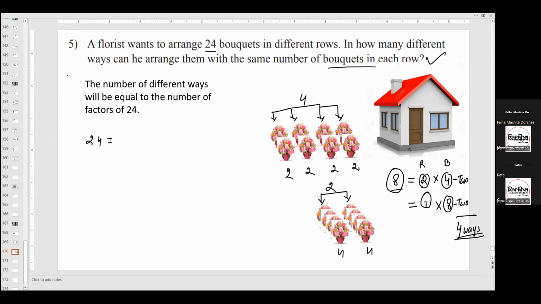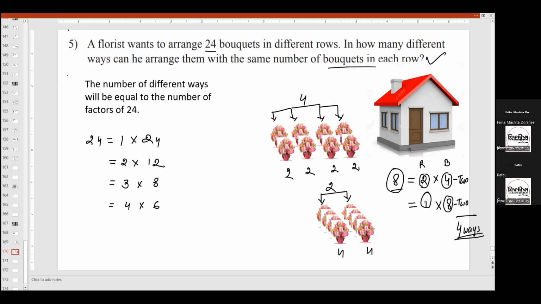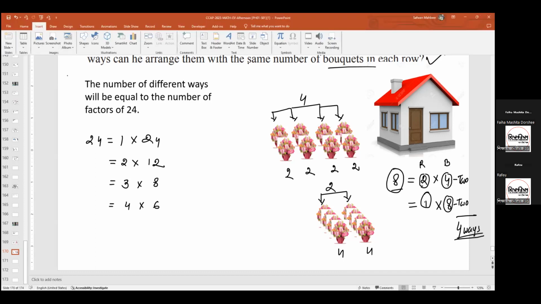24 is equal to 1 into 24, 2 into 12, 3 into 8, and finally 4 into 6, right? So we can write down.